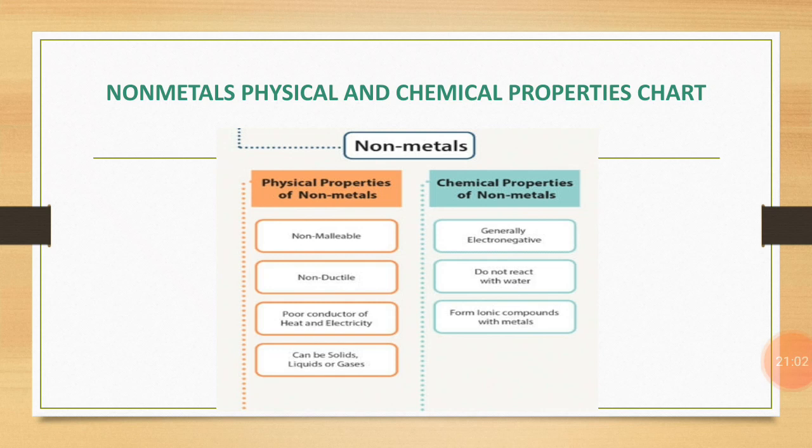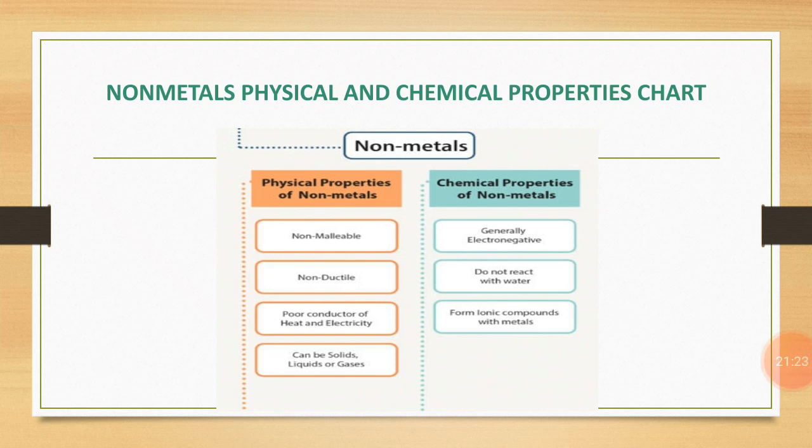Now next is about the chemical properties. The first one is that they are generally electronegative, which means they form negative ions by gaining electrons. Loss of electrons means formation of positive charge. The metals are electropositive while the non-metals are electronegative. Gain of electrons means formation of negative charge.